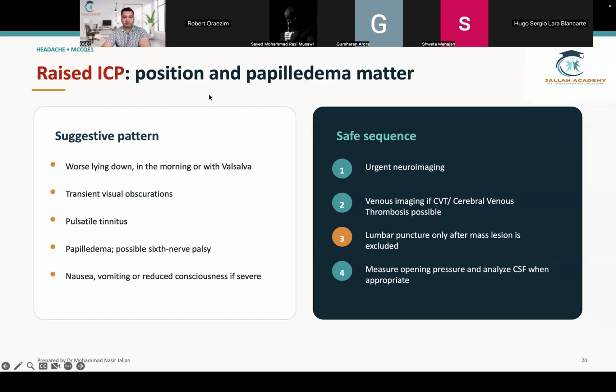Raised intracranial pressure, position, and papilledema matters. So suggestive.